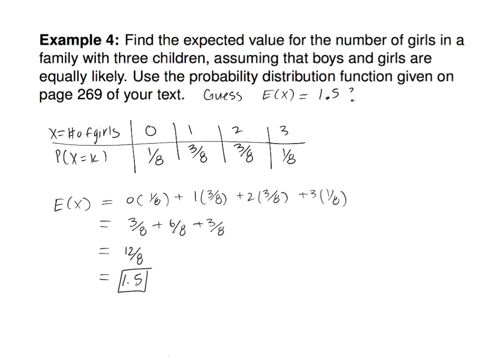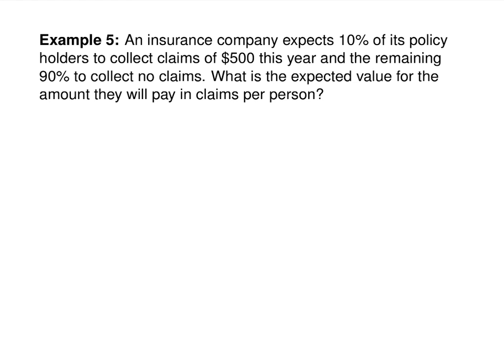Now the next question, before we move on to the next topic, is kind of an actuarial question. Do you guys know what actuaries do? They ruin your lives is what they do. That's kind of a joke. They do things like set insurance premiums so that the insurance company makes money, and that's what this is talking about. You have an insurance company and they expect that 10% of its policyholders are going to collect claims of $500 this year, and the remaining 90% collect no claims. What is their expected value of payout per person?